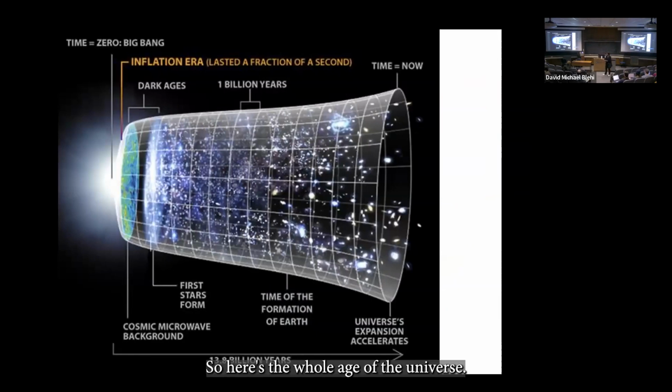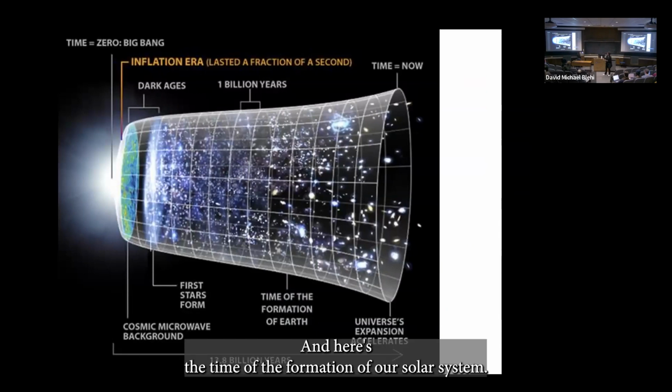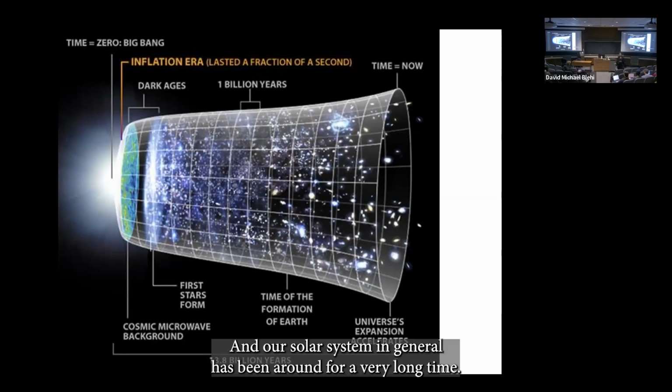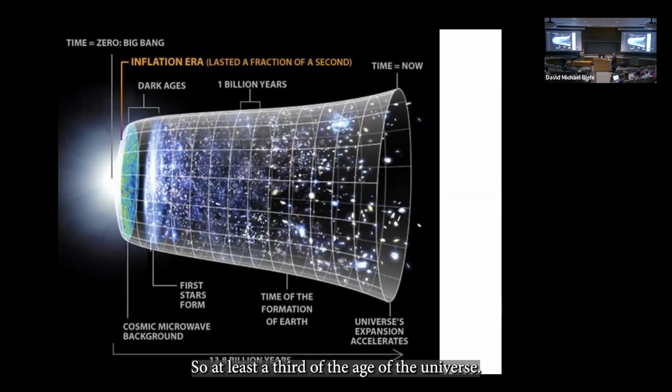So here's the whole age of the universe. Here's 13.8 billion years. Here's the Big Bang. The first stars don't form for about 1.5 billion years or so. And here's the time of the formation of our solar system. So that's a good chunk of the age of the universe. Earth life is really, really ancient, and our solar system in general has been around for a very long time, at least a third of the age of the universe. So we've been around.